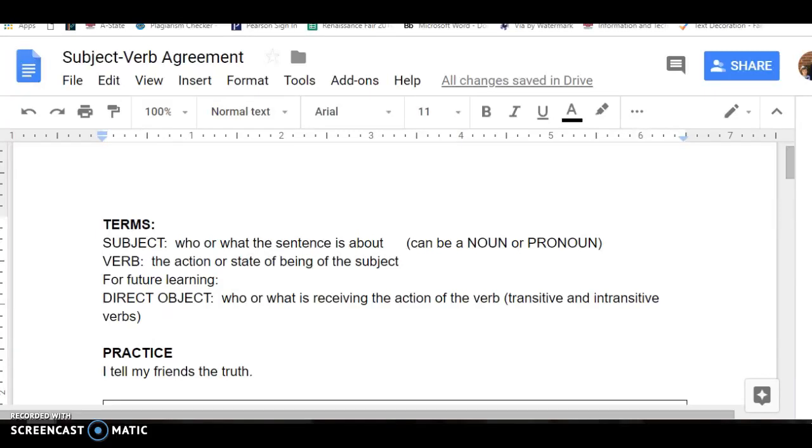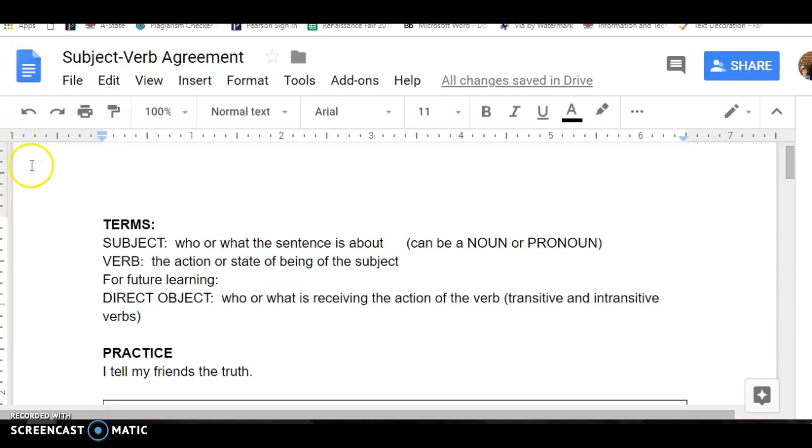So today we're going to talk about subject-verb agreement, and there are a couple of things that you need to know before we begin our study today. One of these things, of course, are the terms. So really quickly, we're going to cover these terms just to make sure that you're familiar with them.